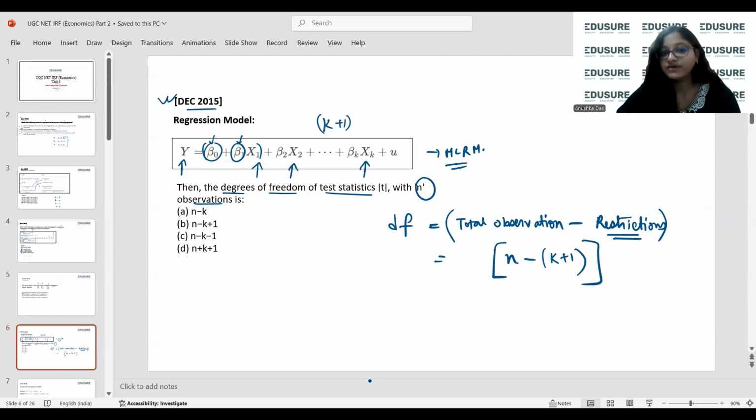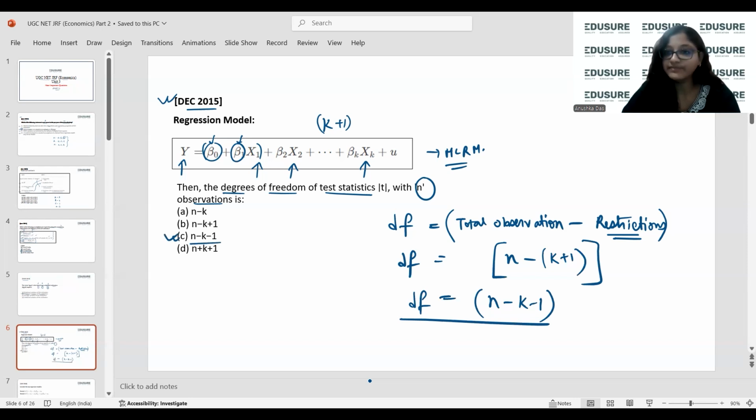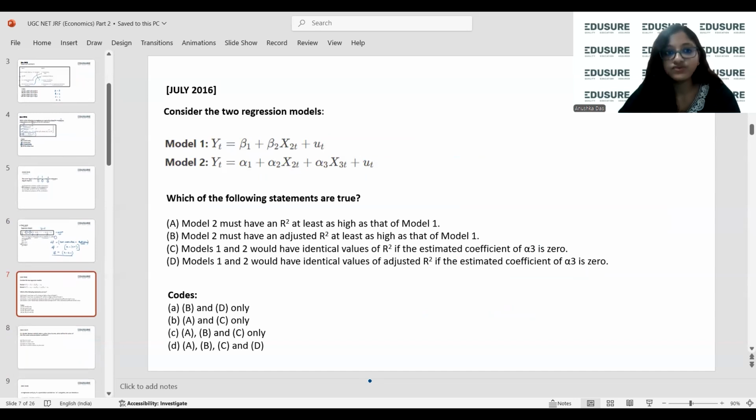So you have to calculate the degrees of freedom for the test statistic t. Degrees of freedom will be total observations n minus total restrictions. That is given by the total number of parameters in your model, because that many normal equations and restrictions you will have. So it will be simply n minus k minus 1. C will be the right answer for this question. Okay, now let's move to the next question.